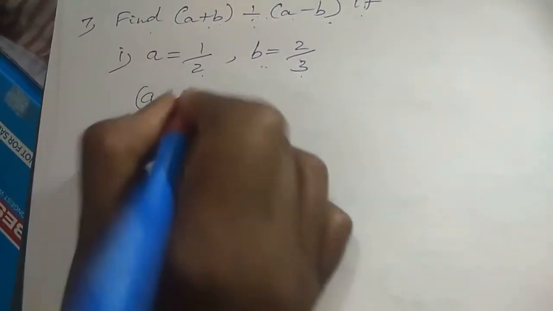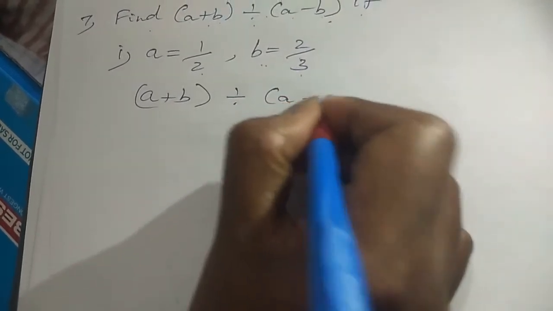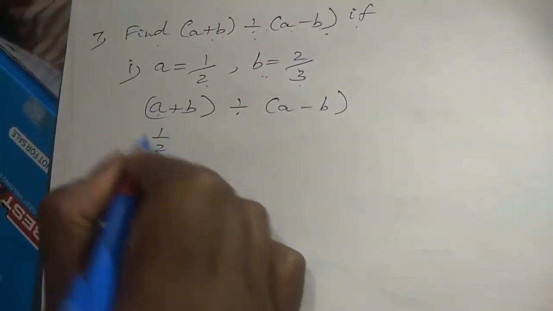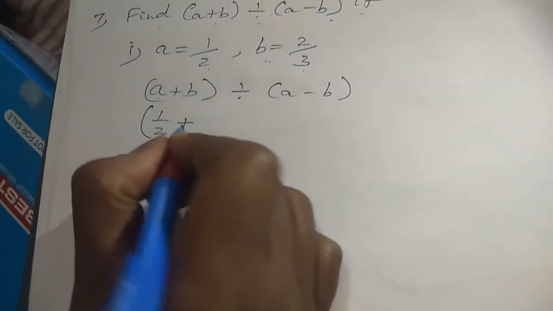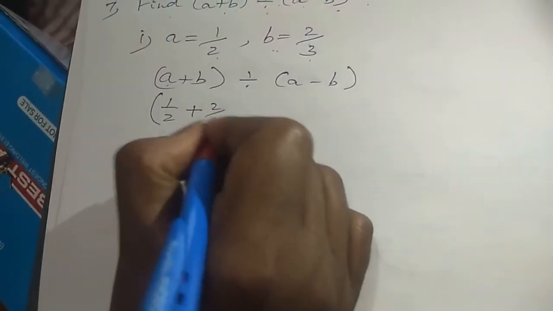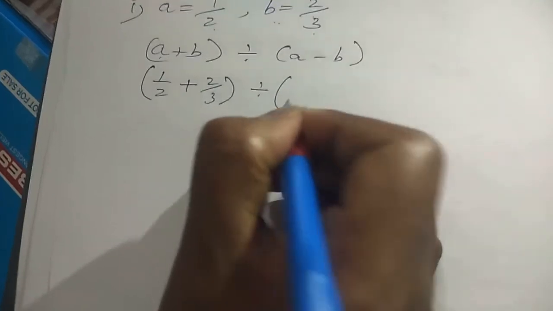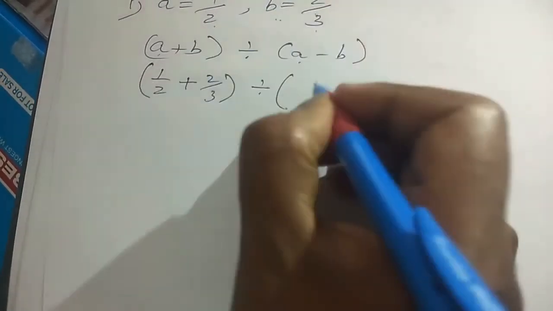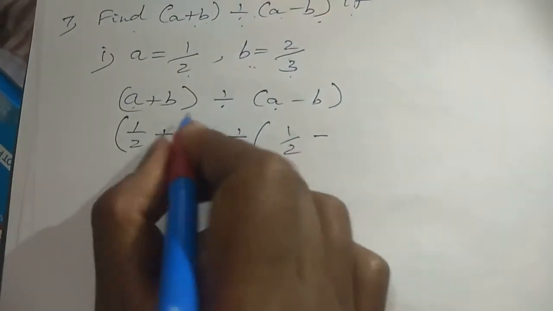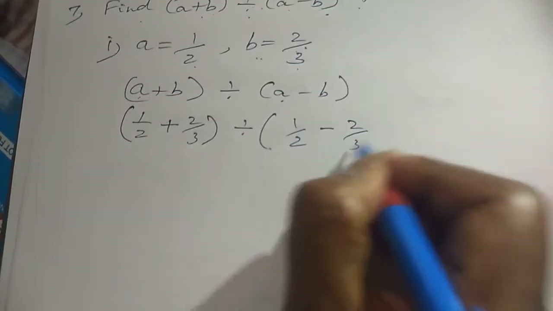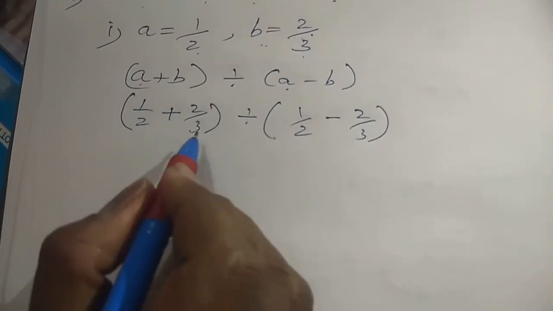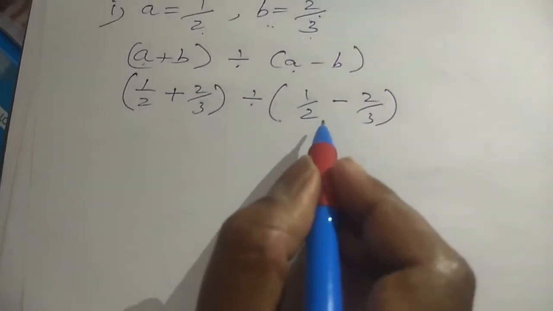So a plus b divided by a minus b. So what is the a value? It is 1 by 2. So it is 1 by 2 plus, what is the b value? It is 2 by 3. So divided by what is that? Again a value is 1 by 2 minus the b value is 2 by 3. So it is 2 by 3. First we solve this bracket inside, then we divide. It will be more easy.